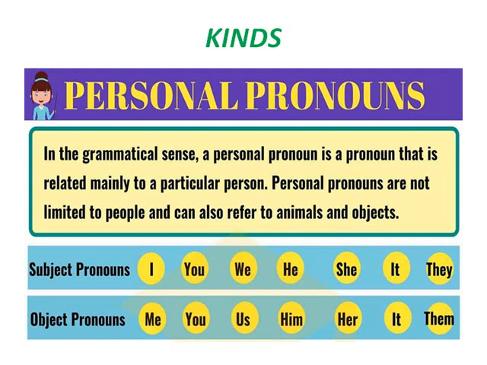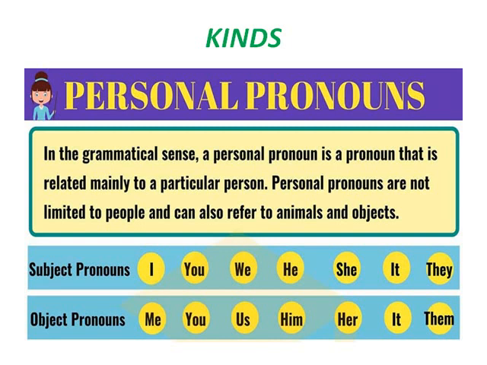The first type of pronoun is personal pronouns. Pronouns that stand for persons or things are known as personal pronouns. They are of three persons: first person, second person, and third person. The first person is the person speaking. The second person is the one spoken to. And the third person is the person or thing spoken about.